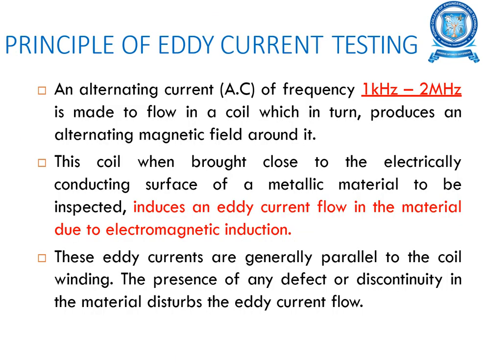So, the principle of eddy current testing: an alternating current of frequency 1 kilohertz to 2 megahertz is made to flow in a coil, which in turn produces an alternating magnetic field around the coil. When this coil is brought close to the electrically conducting material, that is the metallic material to be inspected, an eddy current is induced in the material due to this electromagnetic induction. Normally these eddy currents are generally parallel to the coil winding. The presence of any defect or discontinuity in the material will disturb this eddy current flow. So likewise, you can find the defects on the test specimen.